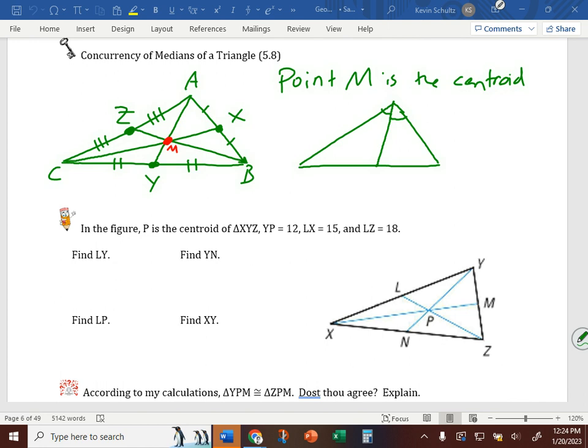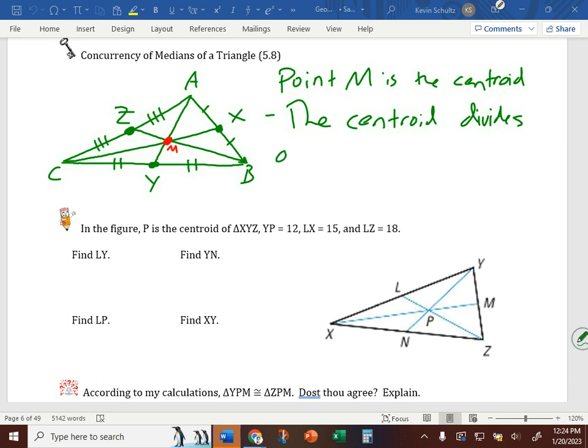All right. So what is special about the centroid? The centroid divides a median into a 2-to-1 ratio.